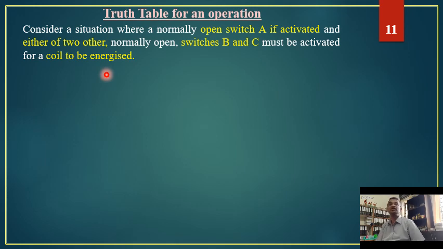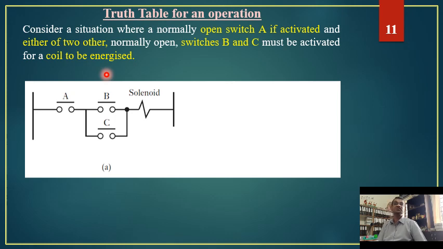Okay, here is the problem. Three switches A, B, C: A and any one of the two, B or C, must be activated in order to energize the coil. So let us see how exactly the circuit looks like. The circuit looks like this one: A, B and C.